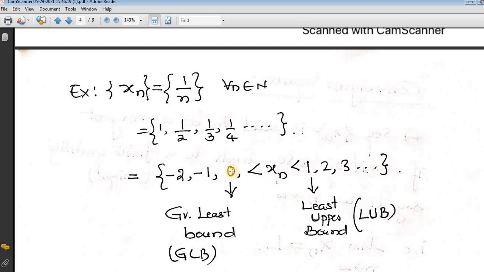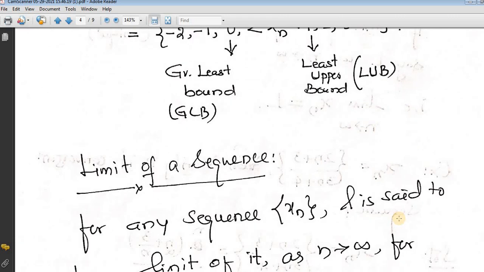So among these, this is one lower bound, this is one lower bound, this is one lower bound. 0, minus 1, minus 2 are the lower bounds. Among these lower bounds, which is greater? 0 is the greatest, therefore it is called the greatest lower bound. This is the GLB. Among the upper bounds, 1 is an upper bound, 2 is an upper bound, 3 is an upper bound. So 1 is the least upper bound. Among all these upper bounds, 1 is the least, therefore it is called the least upper bound, that is LUB. We call these supremum and infimum. This is called supremum and infimum.